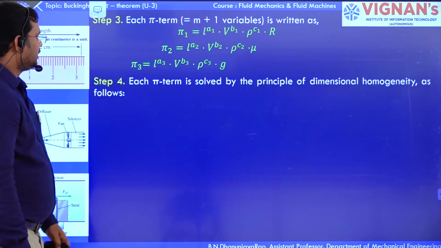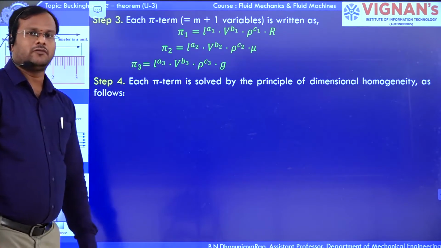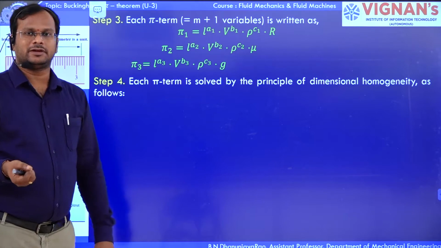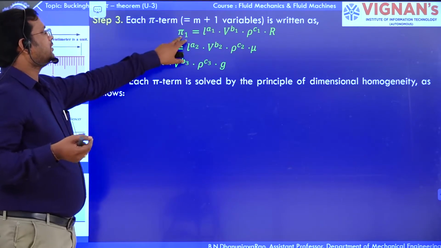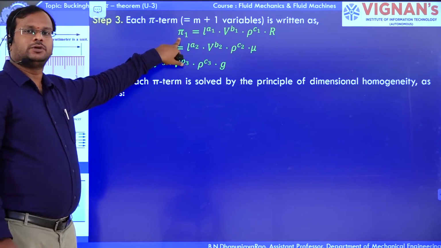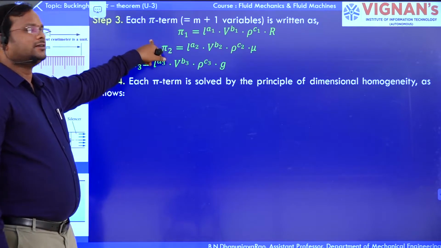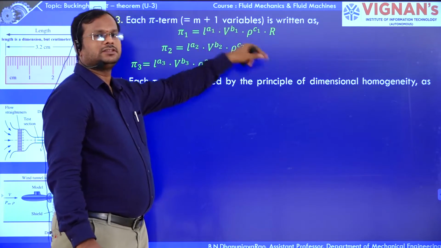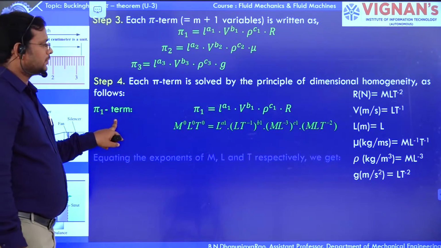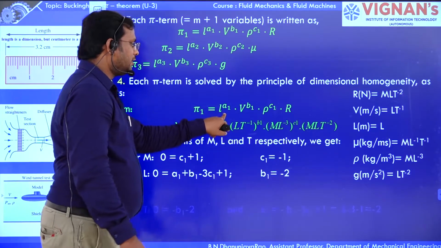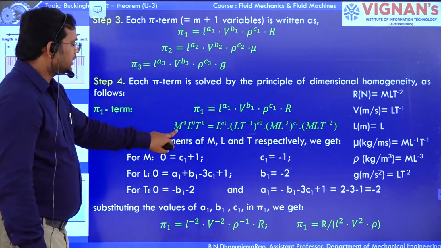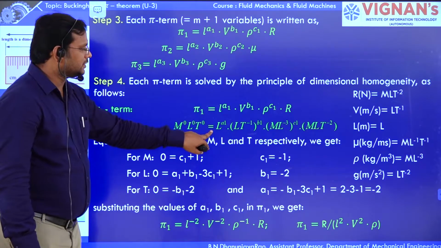Each pi term is solved by the principle of dimensional homogeneity. A pi term is nothing but a dimensionless parameter, so we can write its dimensions as M power 0, L power 0, T power 0. We need to equate this with the dimensions of all these variables. When it comes to the first pi term, pi 1 is equal to L power A1, V power B1, rho power C1, and R. So M power 0, L power 0, T power 0 is equal to the following.